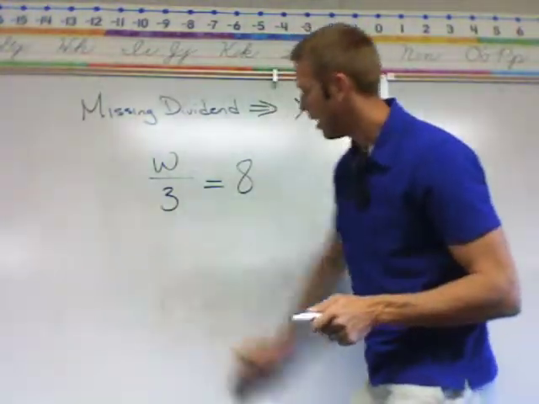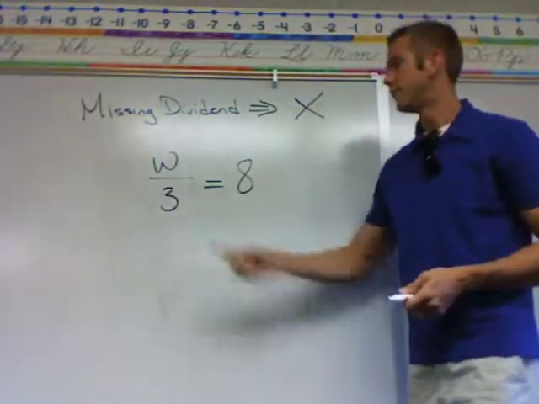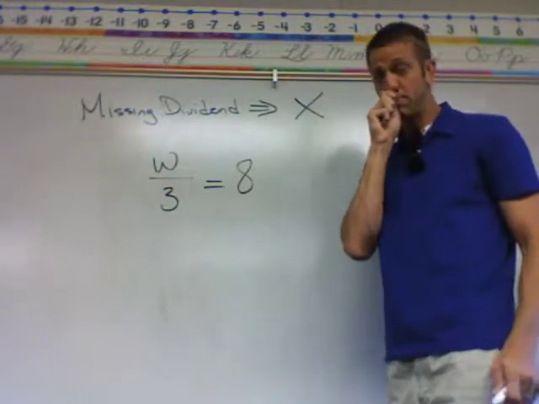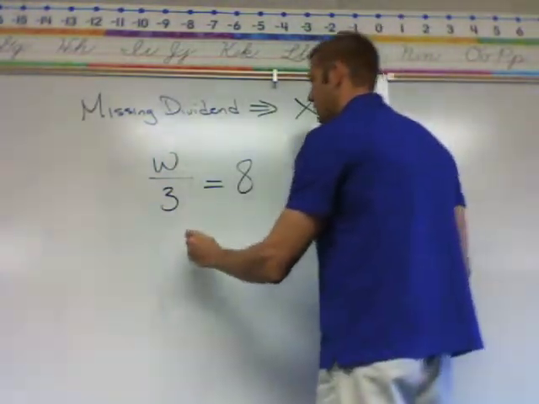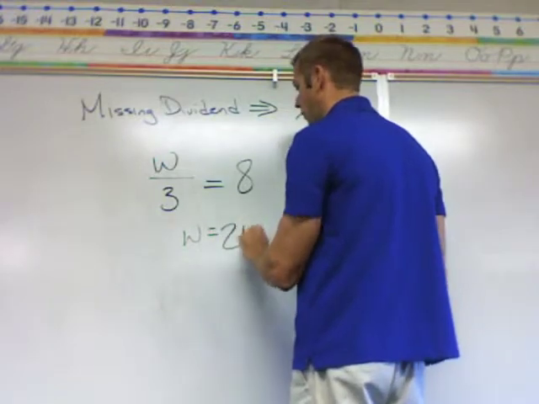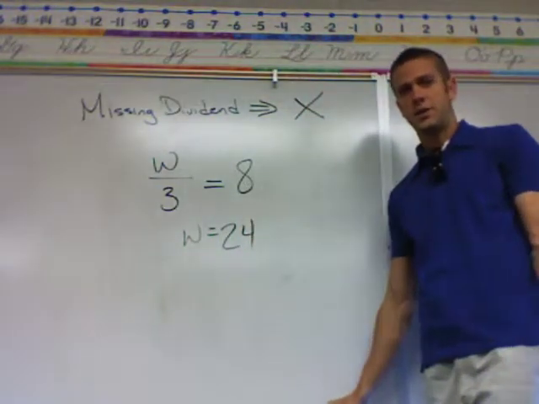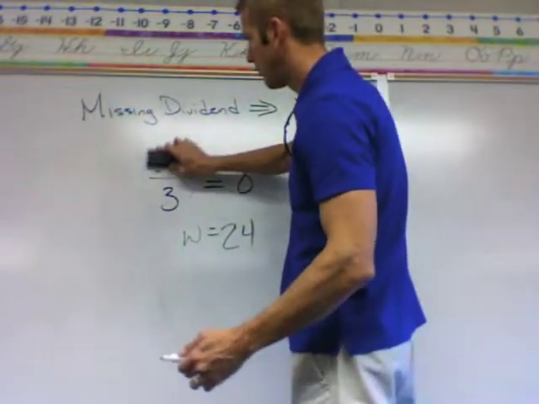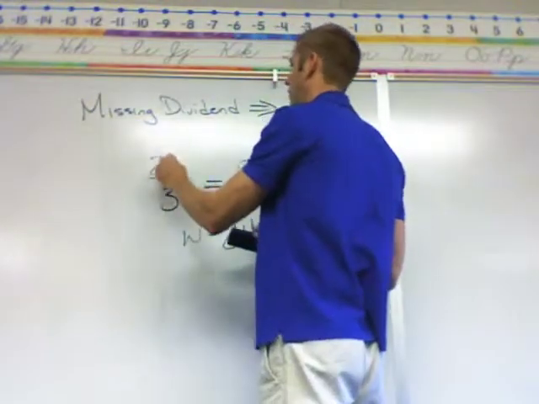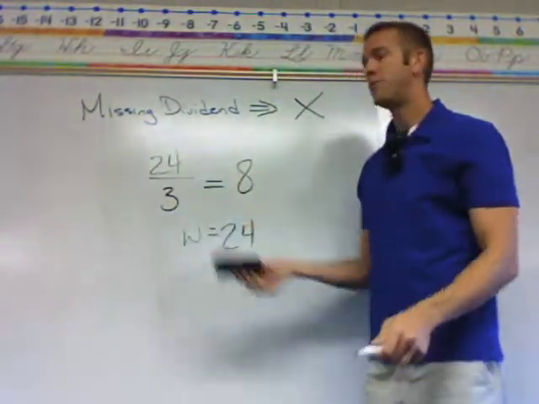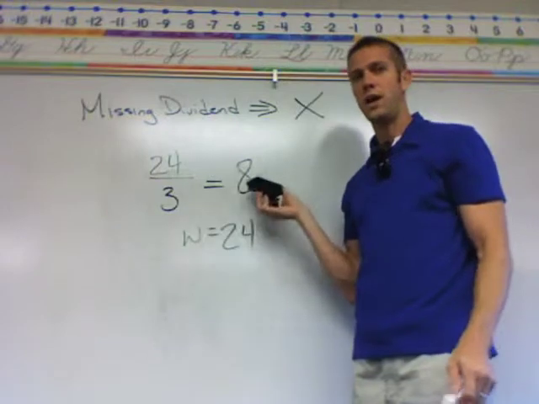Back to your problem. Multiply. 3 times 8. What's 3 times 8? 24. So W equals 24. Let's check it out. Let's just test it. If this was 24, would this work? 24 divided by 3 equals 8.